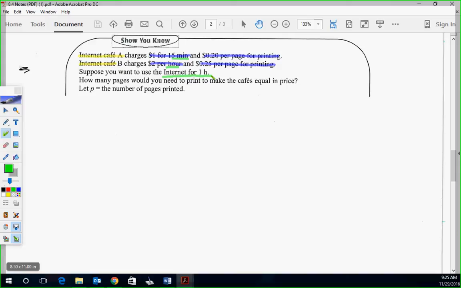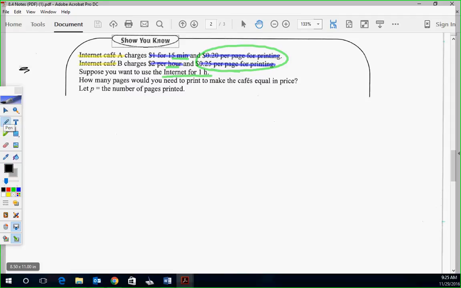It's no longer a variable, because a variable represents something we don't know. We know how long we're going to be at the cafe. So what's our variable? How many pages? Number of pages, right? So this is now our variable. Does that make sense? Time is no longer a variable. They tell us how long we're going to be there. So let's set these up.